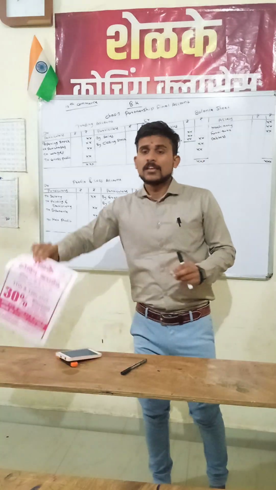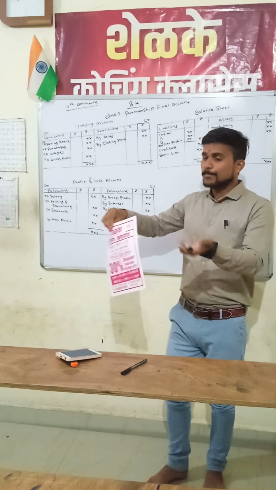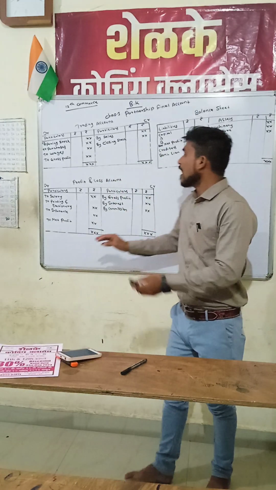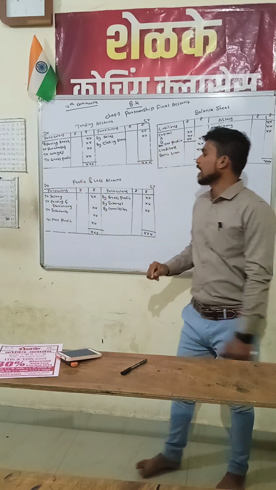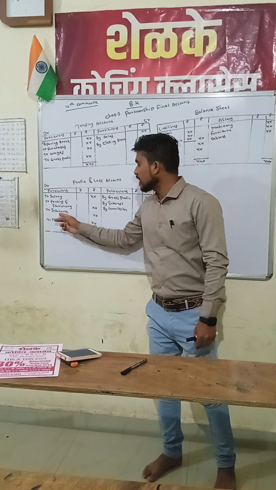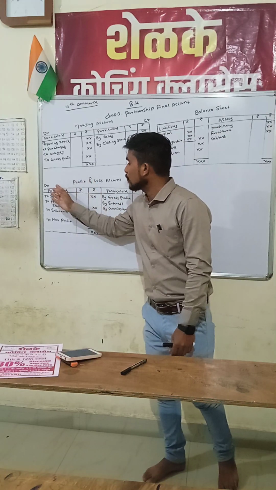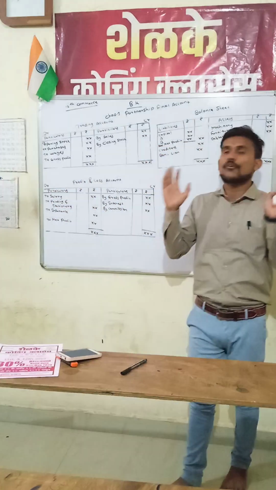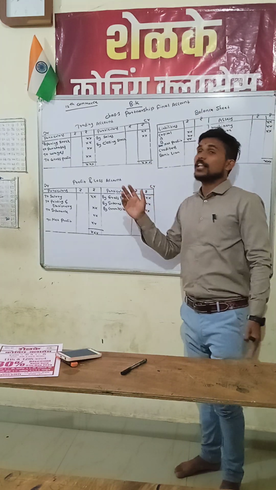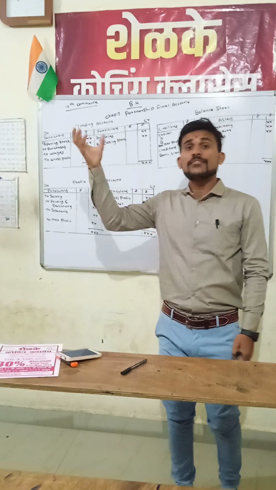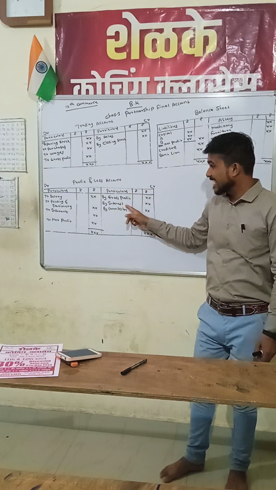Suppose we are printing some pages. Purchasing pen, pencil, these all things are your printing and stationery, recorded on the debit side of the profit and loss account. Suppose you are taking insurance on any of your assets, so that also you have to record on the debit side of the profit and loss account. Credit side, all income items, for example, interest given by the bank, that you have to record in the profit and loss account, credit side.